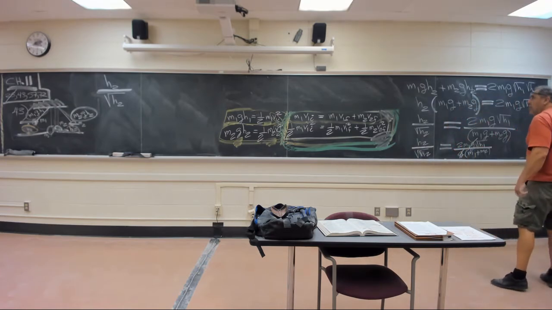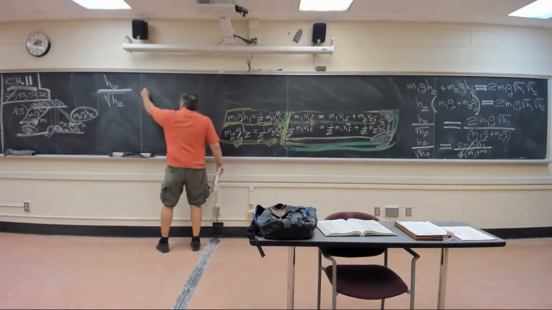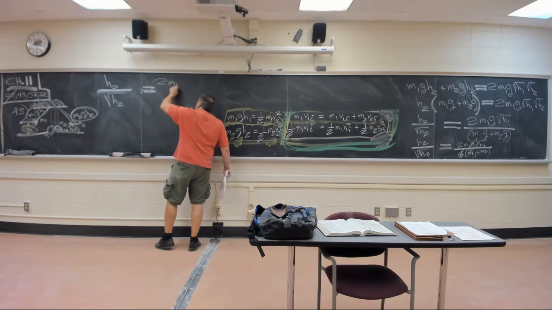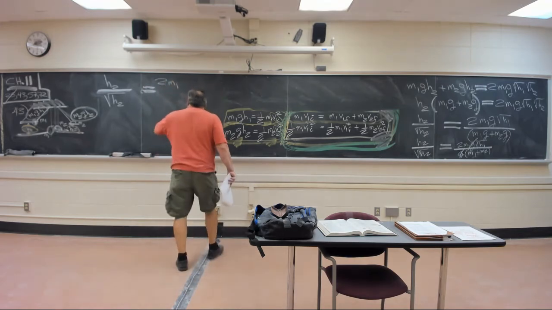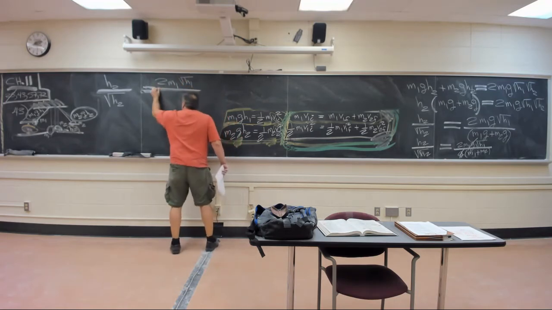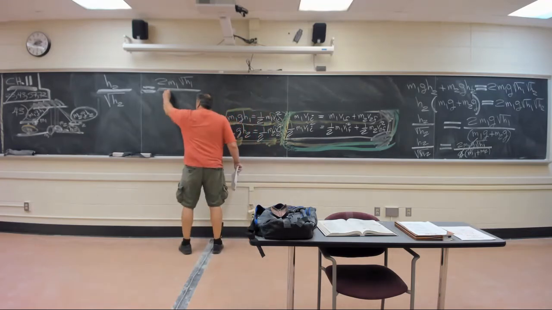That's the square root of H2 equals 2M1 square root of H1 over the quantity M1 plus M2.